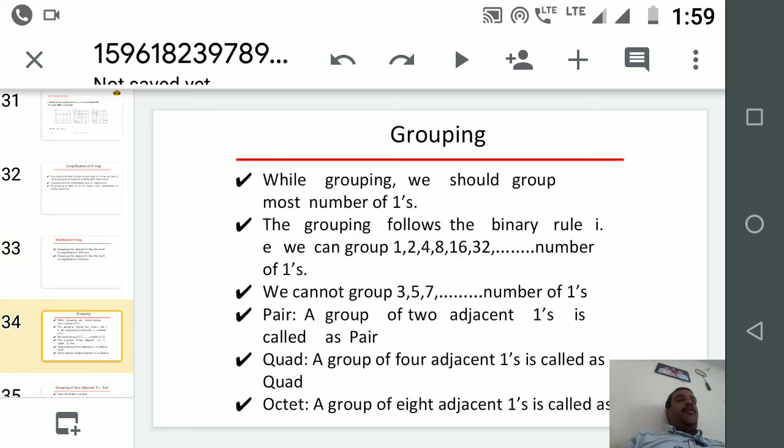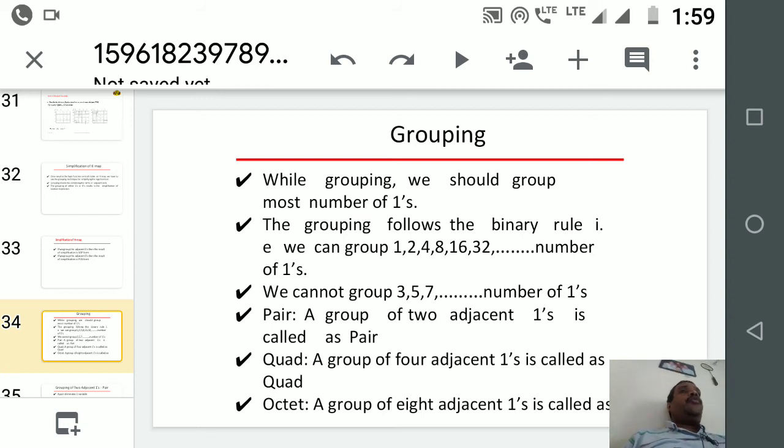So how to perform the grouping? While grouping, we should group the most number of ones. This is for the SOP form. The grouping follows the binary rules. That is, we can group 1, 2, 4, 8, 16 and 32 number of ones. We cannot group 3, 5, 7 number of ones.